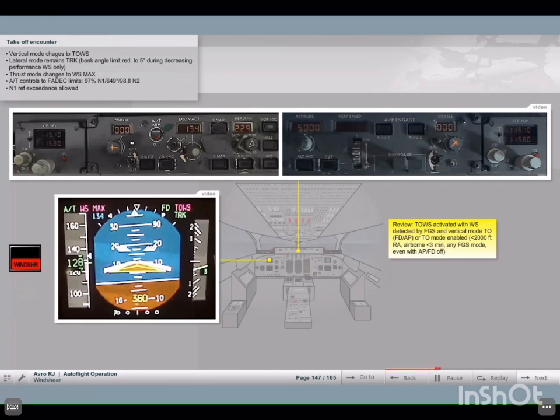Thrust mode changes to wind shear max. Autothrottle in connection with FADEC controls the engines to 97% N1 or 649 degrees EGT. Exceedance of N1 ref is now acceptable.